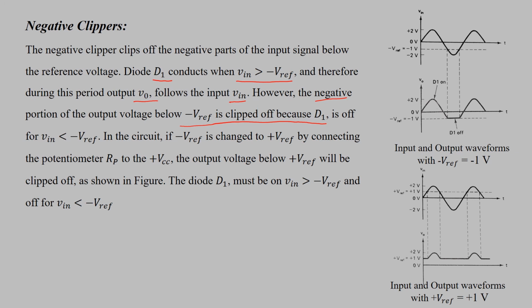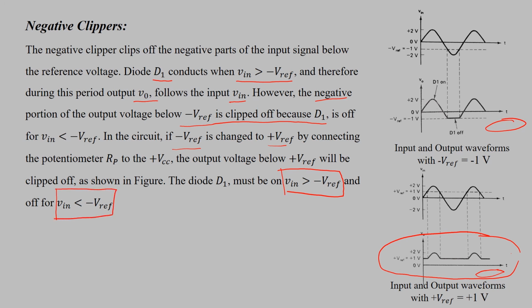In this circuit, if minus V reference is changed to plus V reference, this is the output. You can see in both these cases the negative portion is clipped. The diode D1 must be on when the input voltage is greater than minus V reference and off when the input voltage is less than minus V reference.